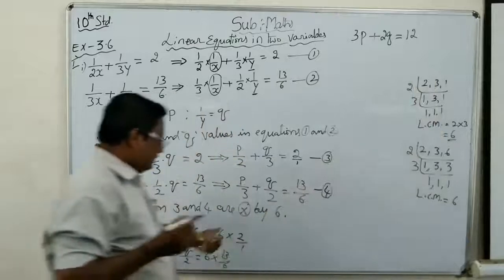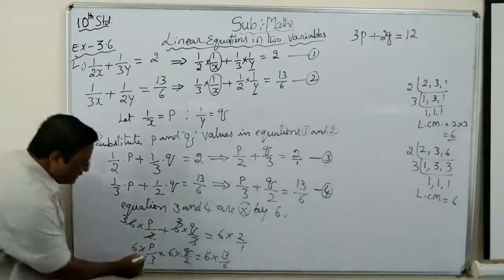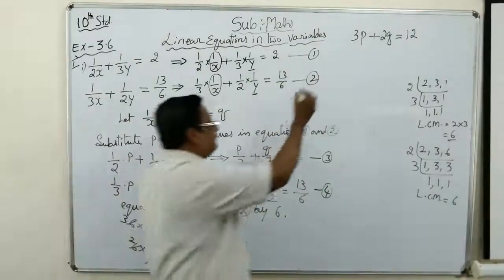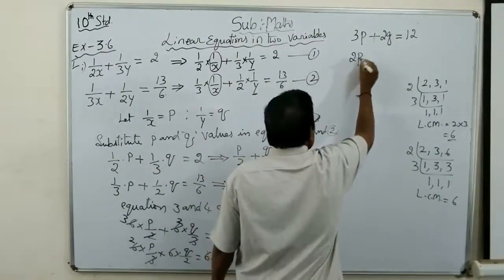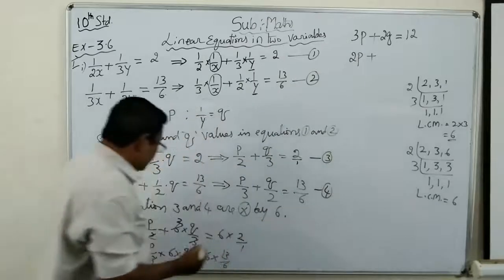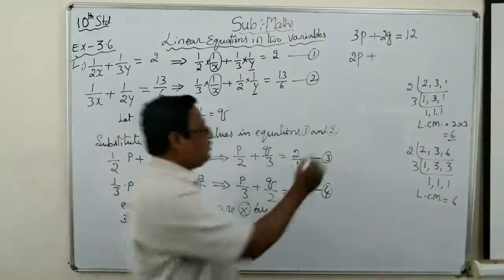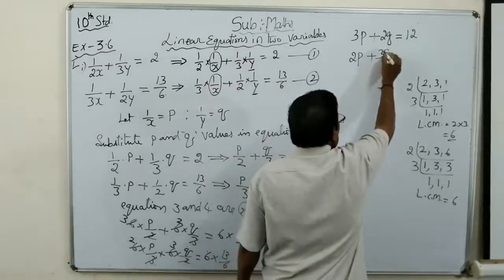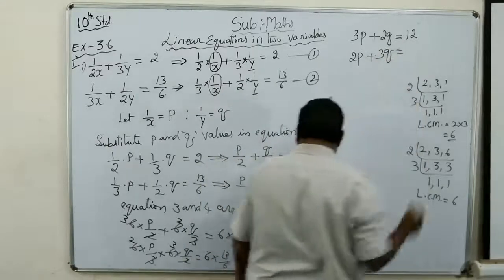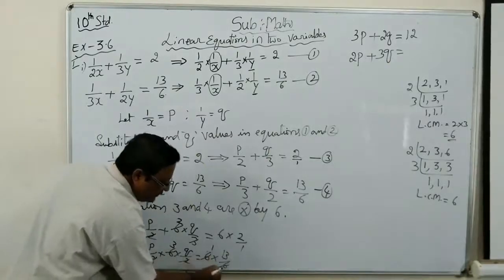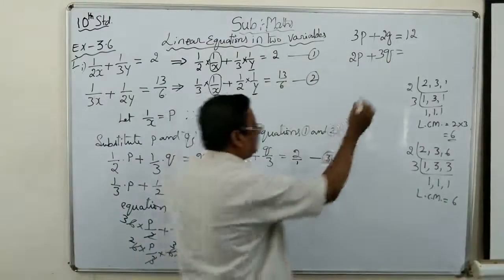This is the first one. Next one: 3 1s are 3, 3 2s are 6, 2 into p, 2p, plus 2 1s are 2, 2 3s are 6, 3 into q, 3q, is equal to, here 6 and 6 cancelled, 13 1s are 13.